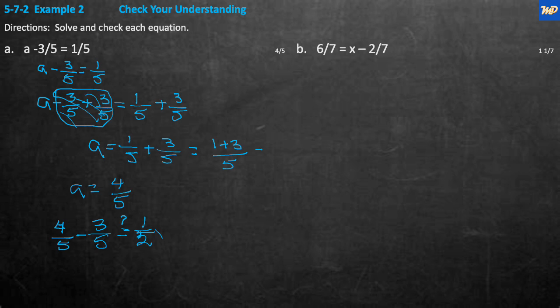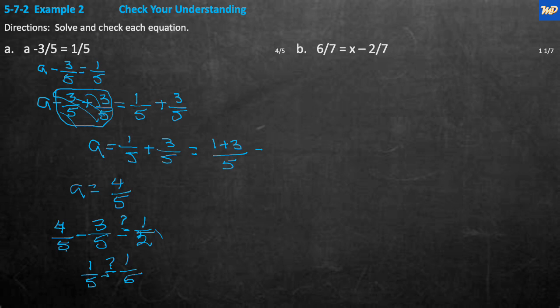Well, since the denominators are the same, it's a common denominator, we just have to take care of the mathematics of the numerators. The denominators are common. So 4 minus 3 is how much? 4 minus 3 is 1/5. And does that equal 1/5? It sure does. That one's solved.